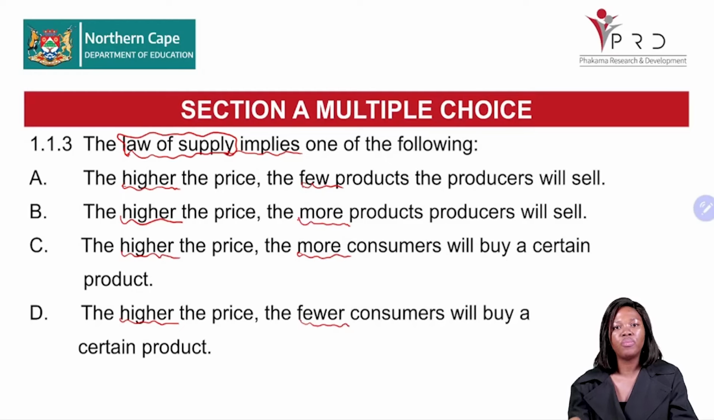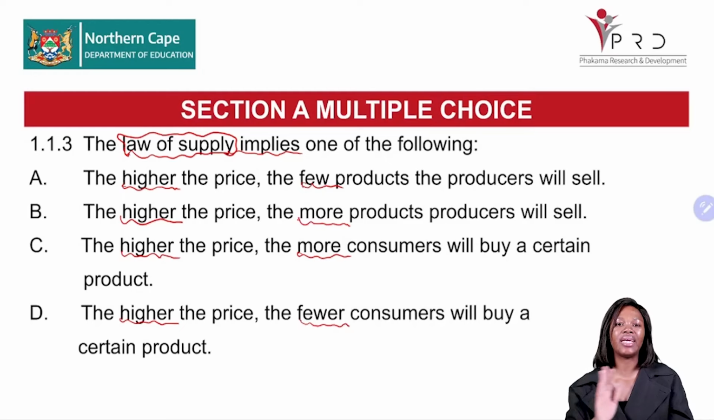So for them to obtain profit, they need to sell product at a higher price. Meaning they need to supply product when the price is high in a market. Now, with that understanding, you should be able to answer 1.1.3. Now, what is the answer for our 1.1.3?